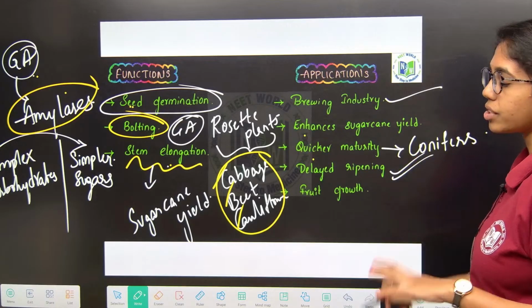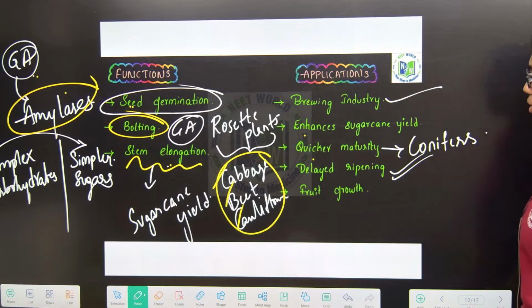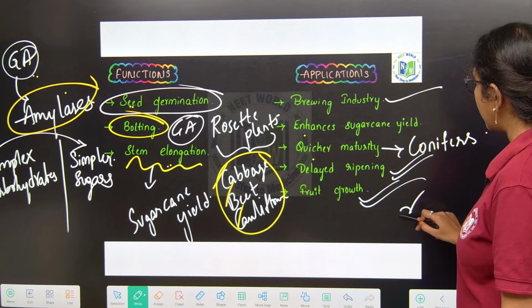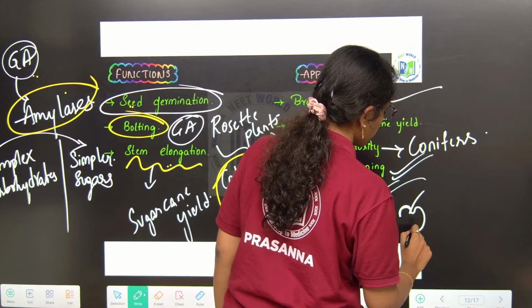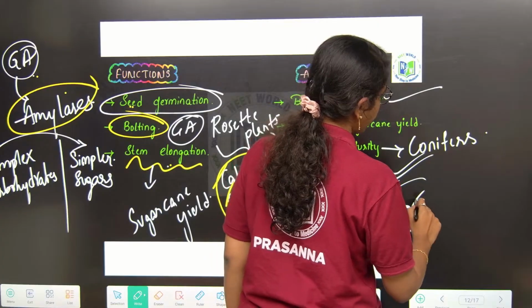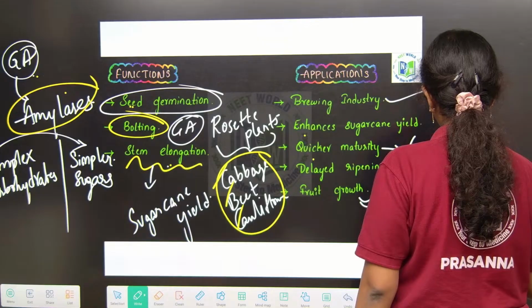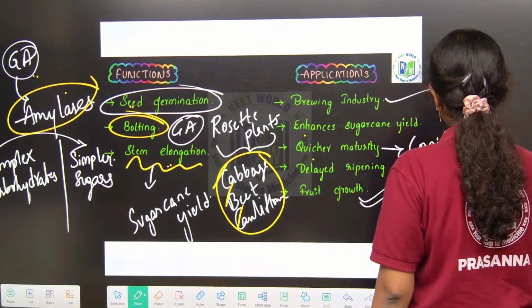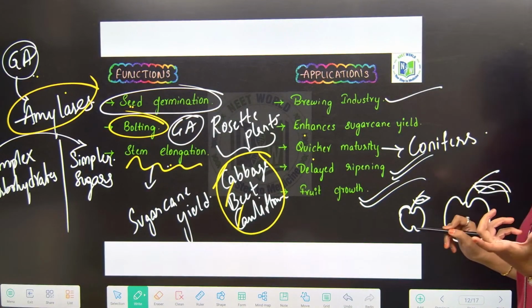So, gibberellic acids are used to increase the shelf life of fruits and vegetables, and this will increase the fruit growth. For example, let us say the usual apple size is this much. After spraying gibberellic acids prior to the fruit formation, it will increase the fruit size of the apple.